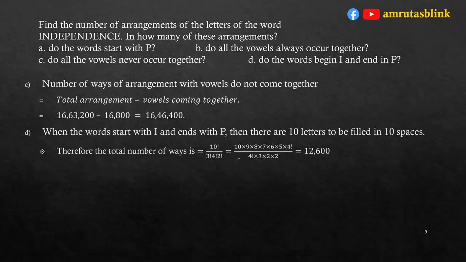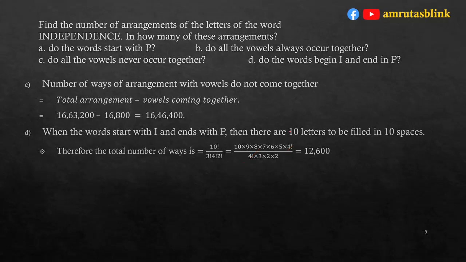Now we will solve this expression. That is, 10 factorial we will split up to 4 factorial, that is 10 into 9 into 8 into 7 into 6 into 5 into 4 factorial upon 4 factorial as it is. 3 factorial we will split as 3 into 2, and 2 factorial will split as simply 2. Now this 4 factorial will get cancelled. So the remaining expression will give the result as 12,600. So there are 12,600 words in which the word will start with I and end with P.